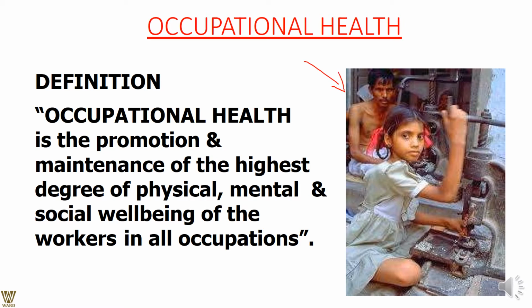So basically, what is occupational health? If you look into it, it is the promotion and maintenance of the highest degree of physical, cognitive, and social well-being of workers in all occupations. That is what we are looking at. The social well-being, the mental well-being, the physical well-being of the workers in all things needs to be noted down.